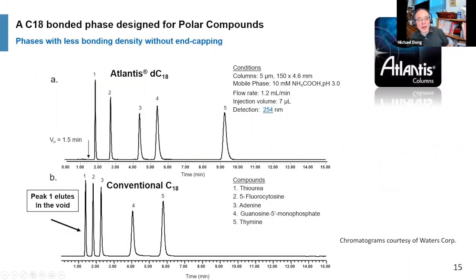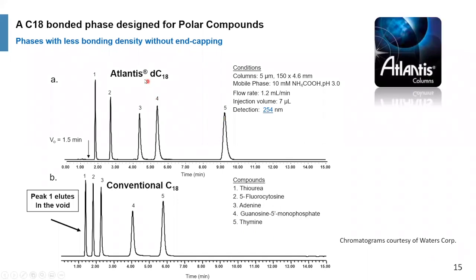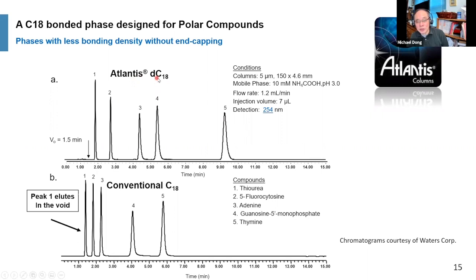Now there's a fix for that, right? So Waters, 20 years ago, actually made a column called Atlantis, right? Now they were using a difunctional silane group. This column is now obsolete, right? They no longer use the dC18. They use the T3 Atlantis column using trifunctional silane, right? I know that difunctional silane is not as reproducible as trifunctional silane.